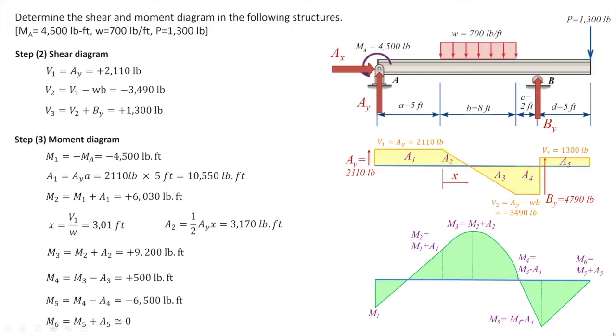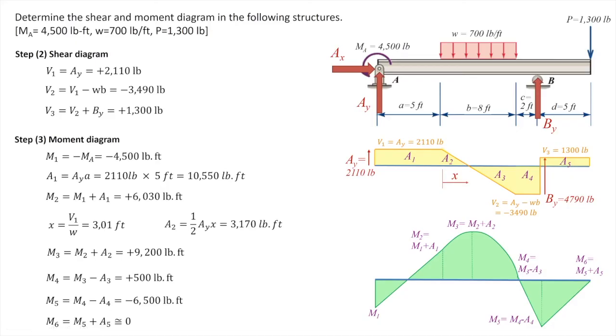Remember, the main idea of constructing the shear and moment diagrams is to identify the maximum values of shear and moments. Looking at this example, the maximum value of the positive shear diagram is 2110 pounds, and the maximum value of the negative shear diagram is negative 3490 pounds. Typically on the shear diagram, we look for the maximum absolute value. So the maximum absolute shear value in this diagram would be equal to 3490 pounds.